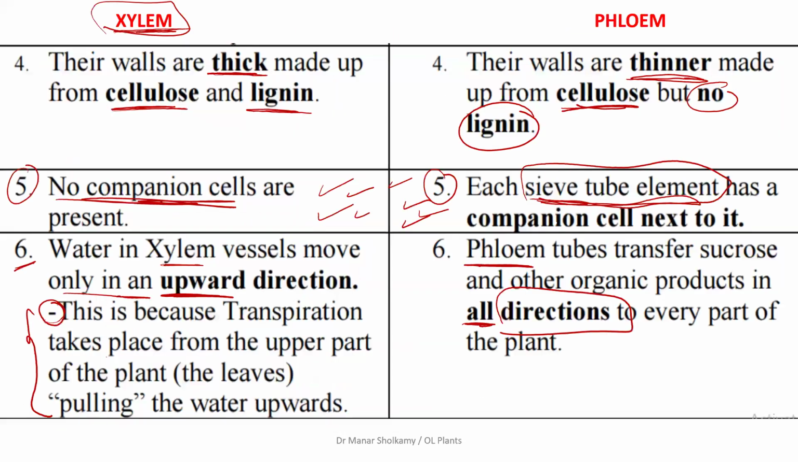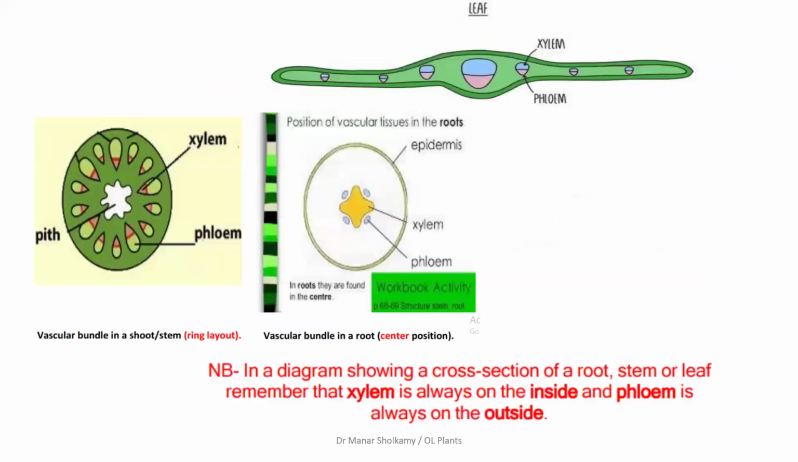And then I'll let you go. Promise, one day I'll let you go. Here, this is the root. Because the vascular bundle is in the center, the xylem is in the center of the center, and the phloem is on the outside. This is my leaf. The xylem is up there towards the upper epidermis, and the phloem is at the base of the leaf. This is the stem. They are arranged in a ring arrangement. The xylem is always towards the inside, and the phloem is always towards the outside.